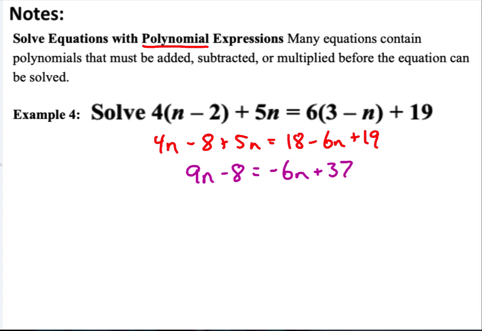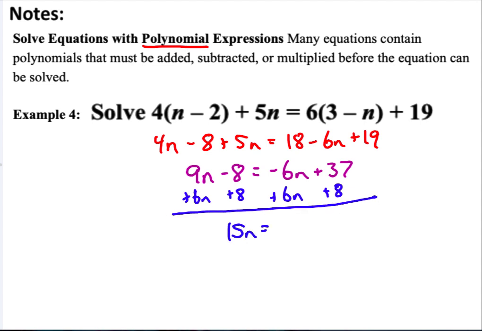Now we just solve it like an equation. We get all the variables on one side, we get all our constants on the other. So I'm going to add 6n to both sides, and I'm going to add 8 to both sides. So we get 15n is equal to 45. So n is equal to 3. So this one feels a lot like just a regular old equation for us.